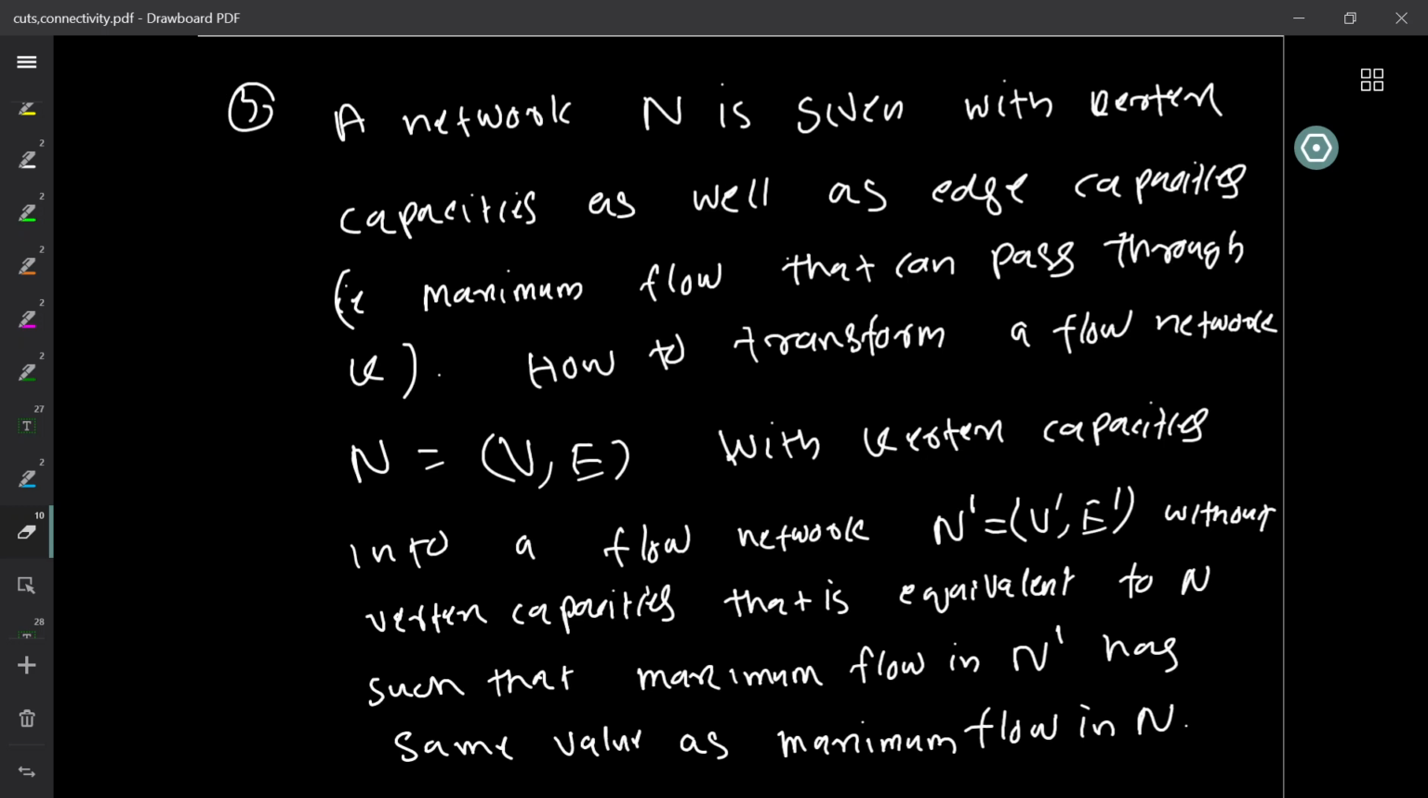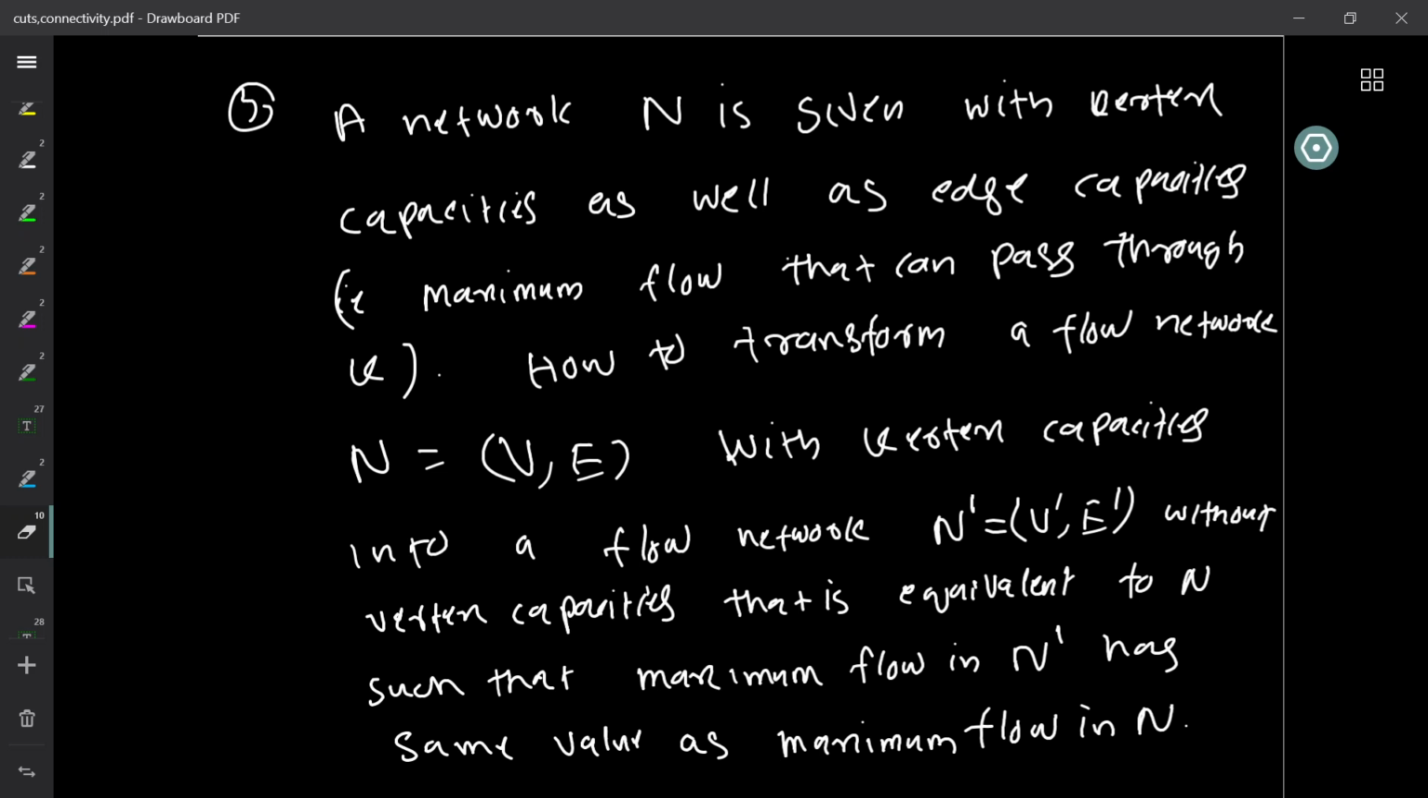Then a network, let's say N, is given with vertex capacities as well as edge capacities. So far what we have seen is a flow network where the edge has a capacity. But now we can say that for each node, each vertex, the maximum data that can be transferred through this node is also upper bounded by something. So there could also be a vertex capacity. So you don't allow too much traffic into the intersection, maybe. That kind of constraint may be there, like in a city.